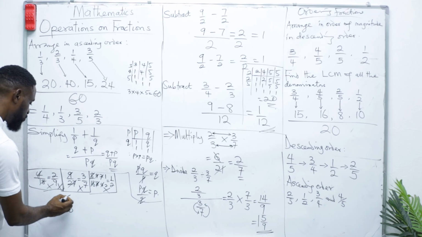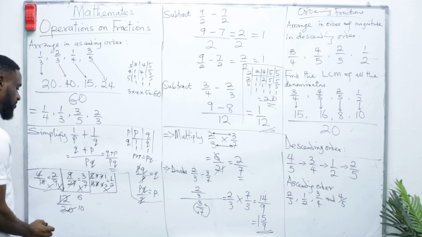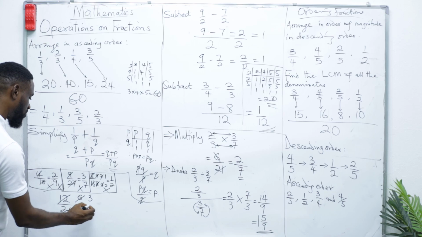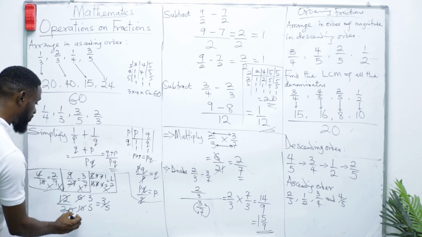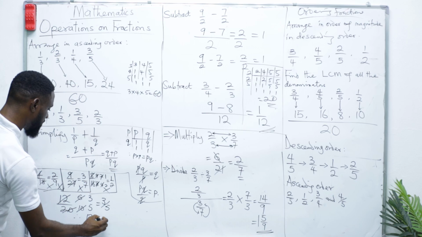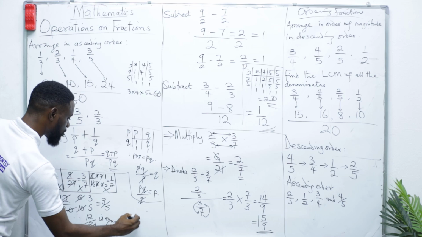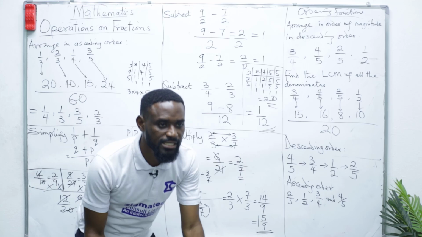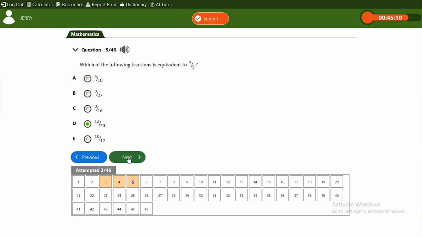Okay. Here, 2 can go into this place to give us 6. 2 can go into this place to give us 10. Do you understand? 2 can go into this place to give us 3. 2 can go into this place to give us 5. You see? So this is 3 over 5. Therefore, 12 over 20 is equivalent to 3 over 5. So our correct option there is option D, which is 12 over 20. That is the correct option.